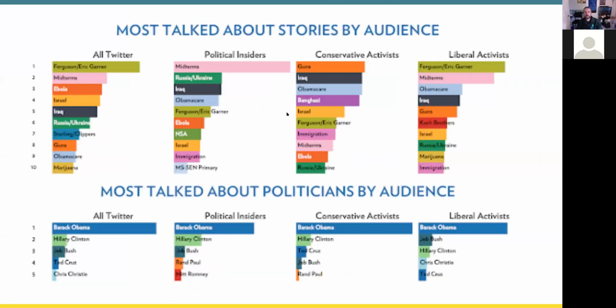of. The last visualization here is the most talked about stories by audience for the entire year. And so there we see it's kind of like a top 10 list for all of Twitter, for political insiders, conservative activists, and liberal activists. So this gives us some window into what different kinds of people are talking about. And then particular politicians by audience member, by type of audience.